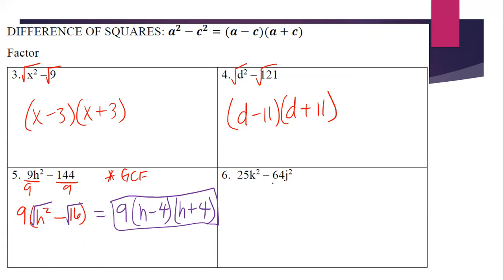All right, last one is to show you that when there's a variable, both variables have to be perfect squares. Are both variables perfect squares? Yes. Are both numbers perfect squares? Yes. So can I take the square root? Yes. What is the square root of 25k squared? 5k. What is the square root of 64j squared? 8j.